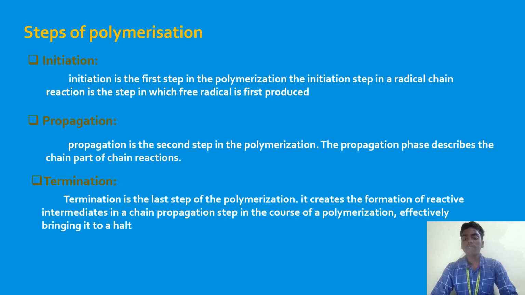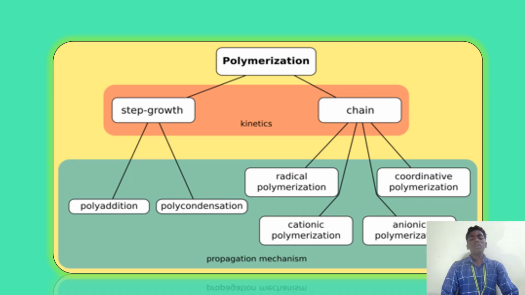Propagation is the second step of the polymerization. The propagation phase describes the chain part of the reaction. Propagation is the main part of the reaction. It involves the main chain part of the reaction. And the third one is termination. Termination is the last step of the polymerization. It involves the formation of reactive intermediates in a chain propagation step in the course of polymerization. The termination is the process which gives us the final product, the n number of polymers.